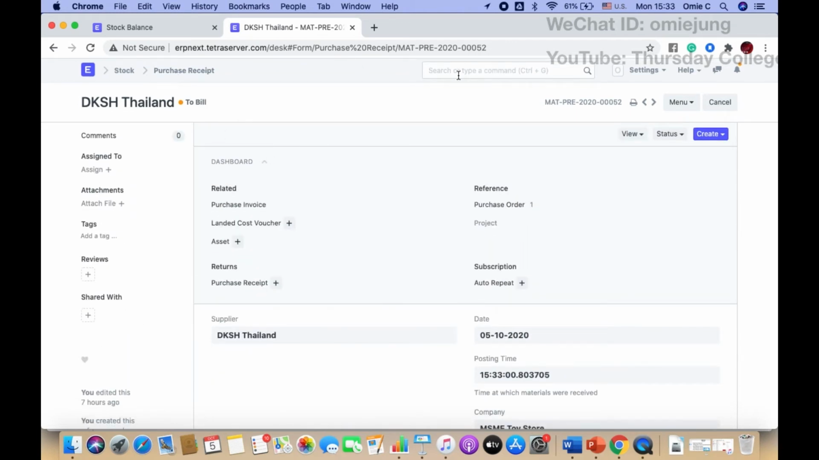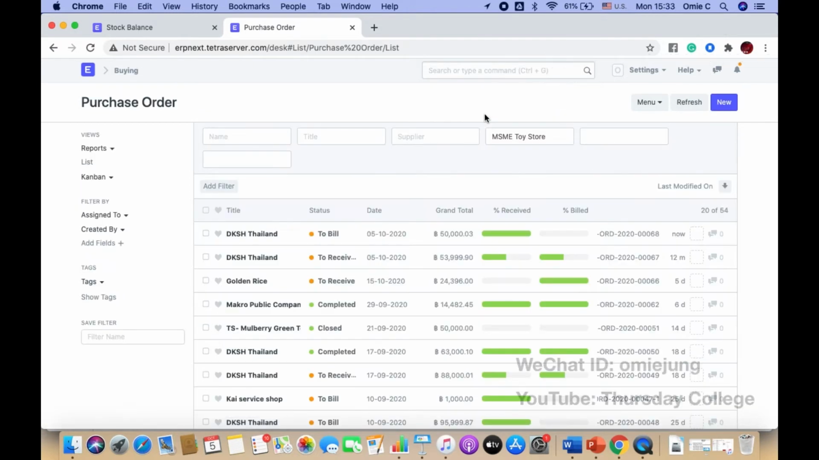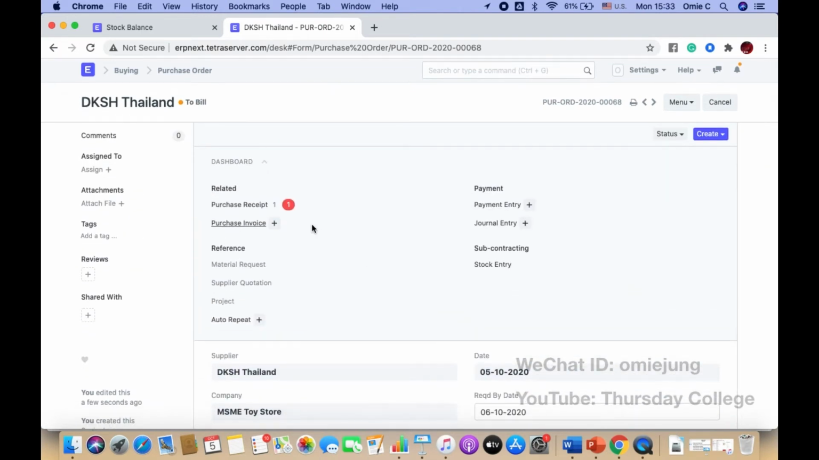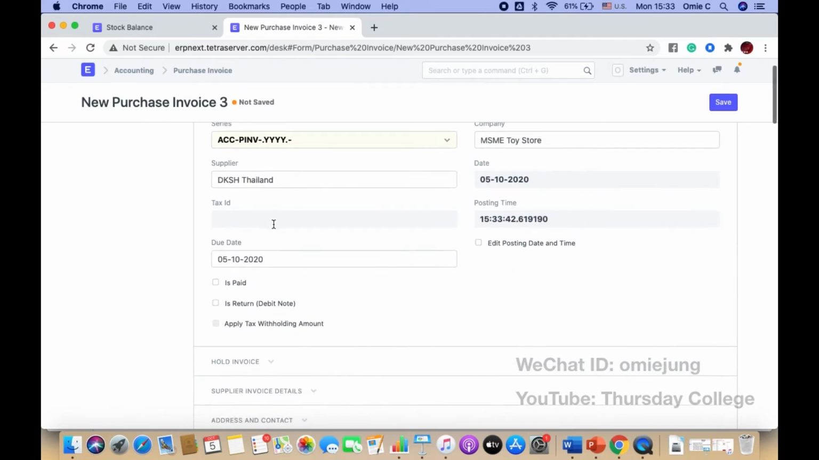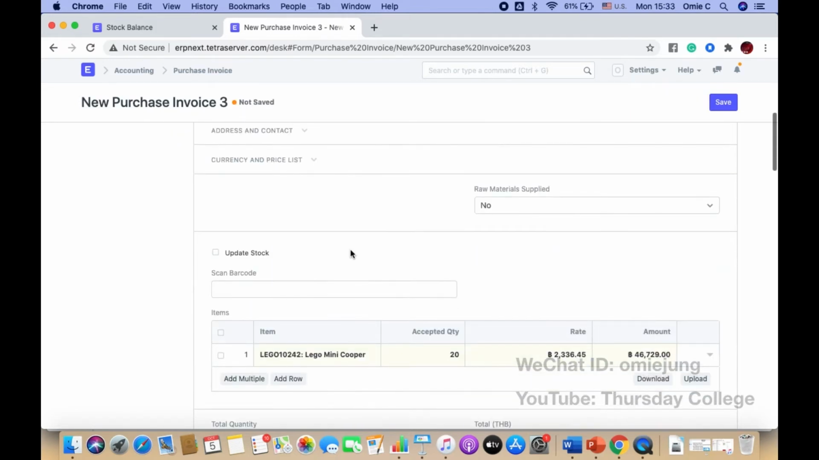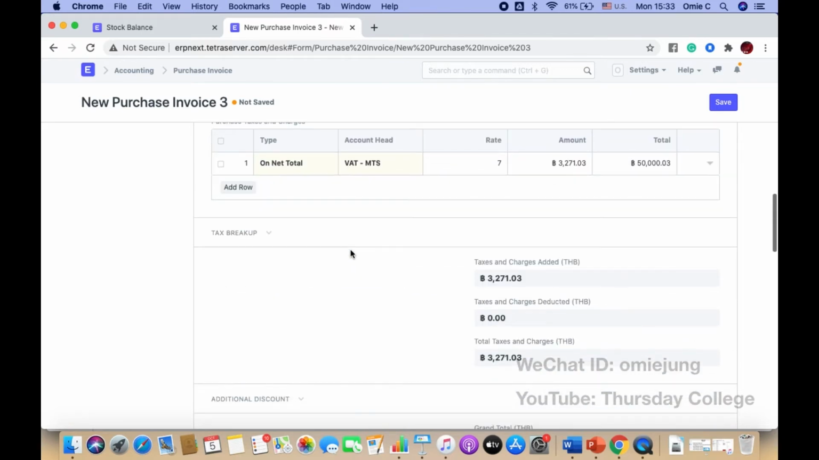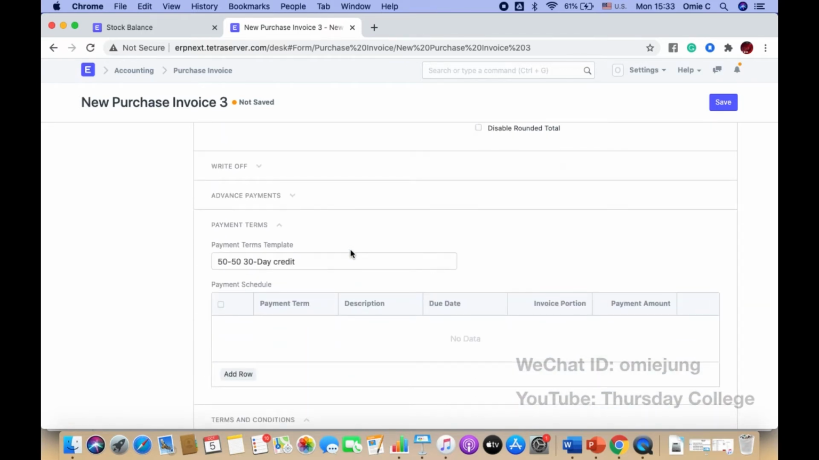So this one is you received 20 units, so what you can do is go back to the purchase order, and then you issue the invoice for the 20 units. So what we do is issue the invoice, which means you really need to pay them. So you want to pay this one.